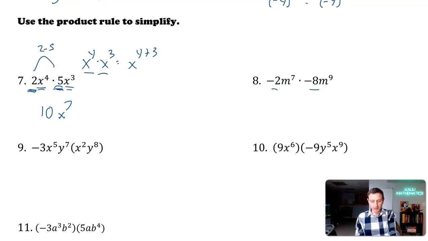Number 8, negative 2 times negative 8. That's just going to be a negative times a negative is a positive. 2 times 8 is 16. So this is m to the 7th times m to the 9th, which is going to be 7 plus 9, which is 16. So 16m to the 16th.